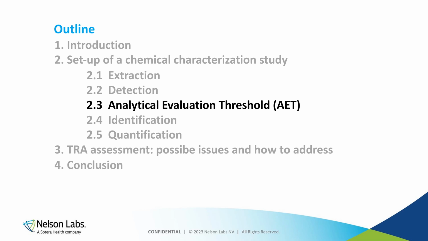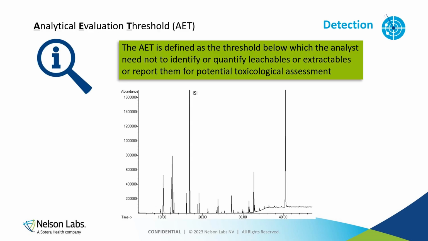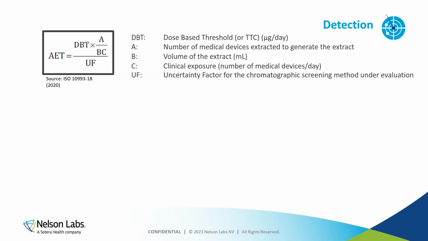Now, at which threshold do you need to detect your extractables? Therefore, there's indeed the AET. Now, how is the AET defined? The AET is defined as a threshold below which the analyst need not identify or quantify leachables or extractables or report them for potential toxicological assessments. So if the AET is located here in your chromatogram, these 8 compounds need to be further followed up.